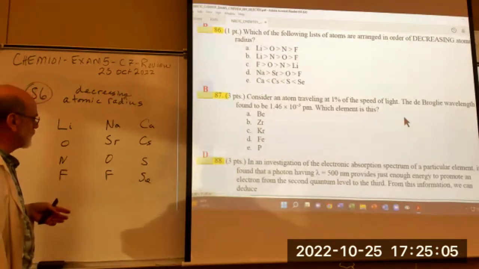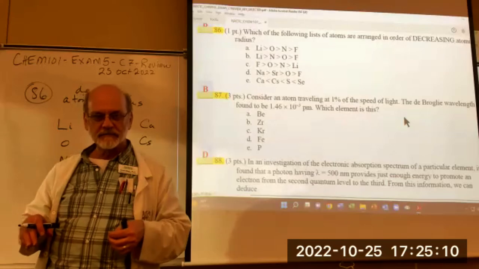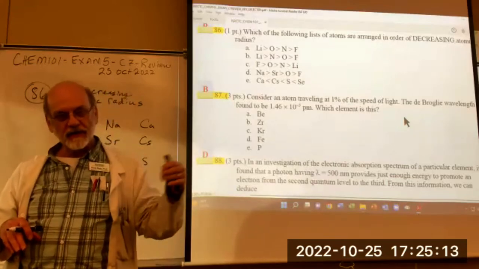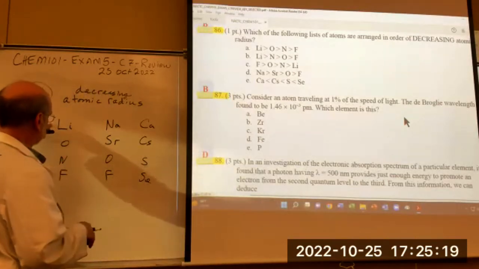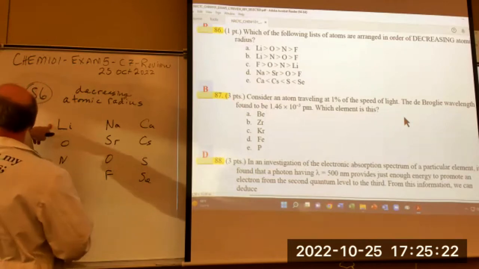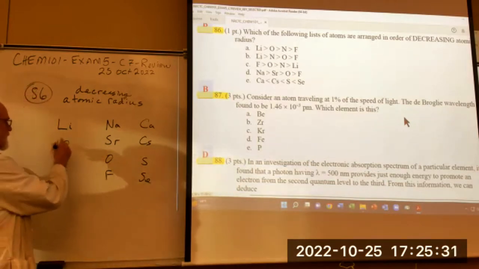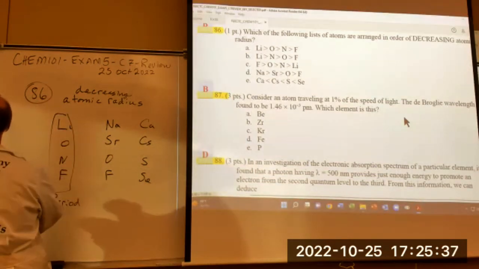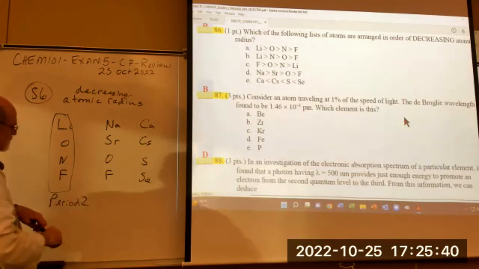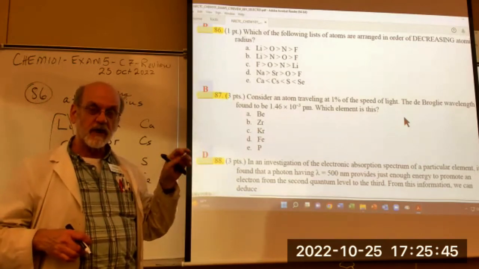Decreasing atomic radius. If you look at your periodic table, it decreases from lower left to upper right, or from bottom to top and from left to right. So lithium is at the top. Anything below it? Oxygen, nitrogen, no. But oxygen, nitrogen, fluorine, these are all in the same period, right? This is period two. So our trend is going to be decreasing radius from left to right.